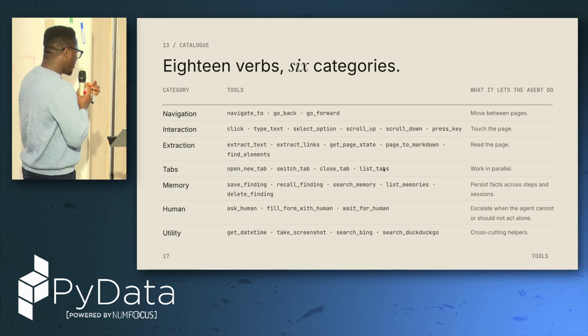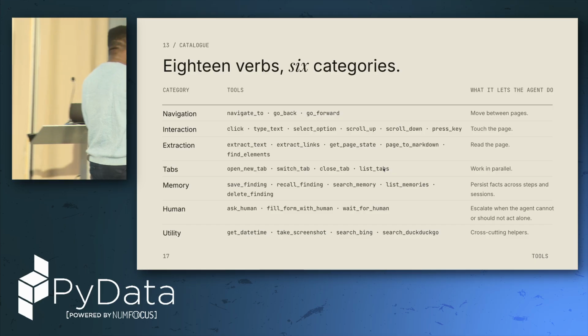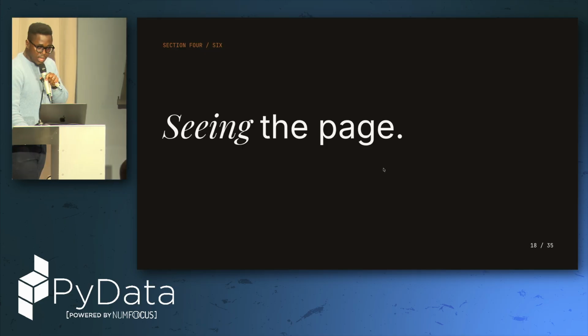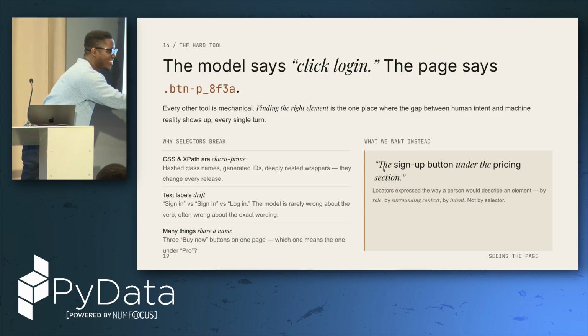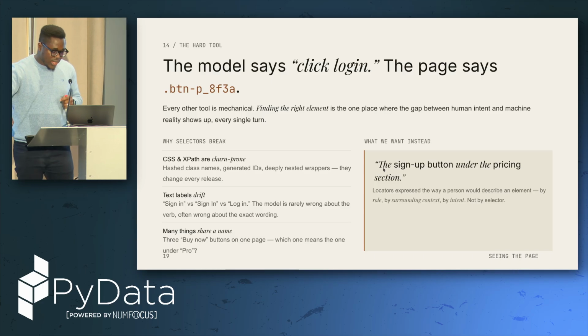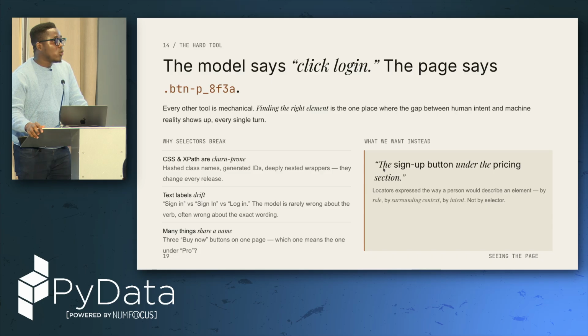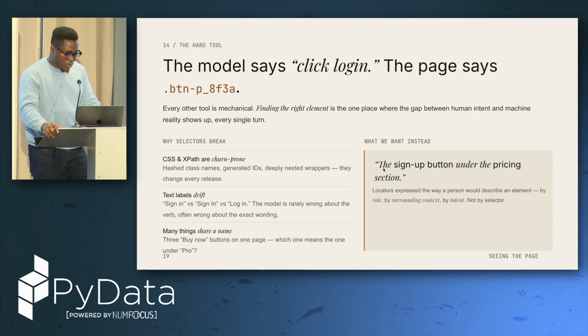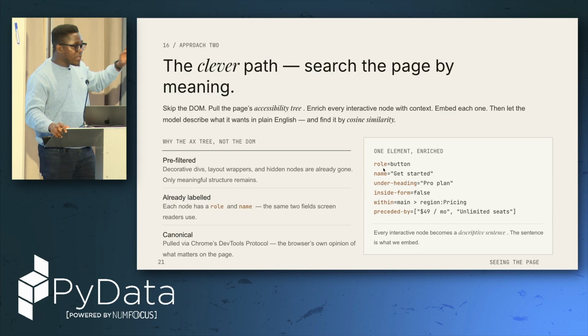But there are still several limitations with this approach. One of the approaches that we took was quite interesting. Instead of extracting the web page or the HTML and converting it to Markdown, one thing we did was skip the DOM entirely and pull down the accessibility tree of the particular web page.